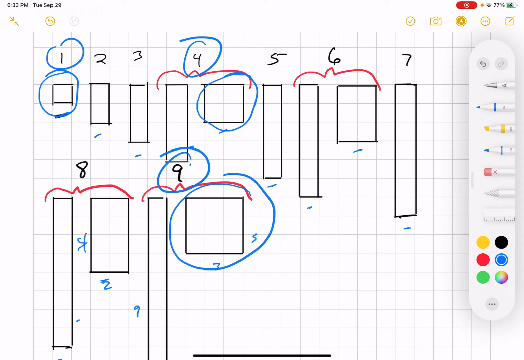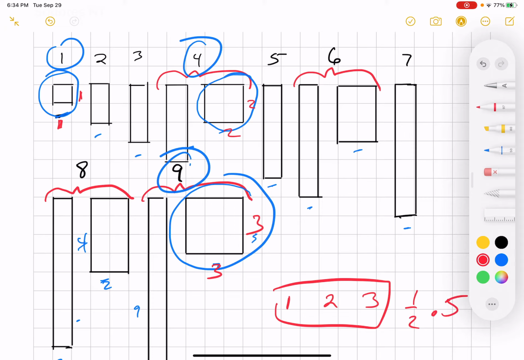So this one here, this is a 3 by 3, this is a 2 by 2, and this is a 1 by 1, right? And now I just want you to think about those numbers. Okay, 1, 2, 3. These are all whole numbers. Okay, it's not a fraction, it's not a decimal. These are whole numbers greater than 0.